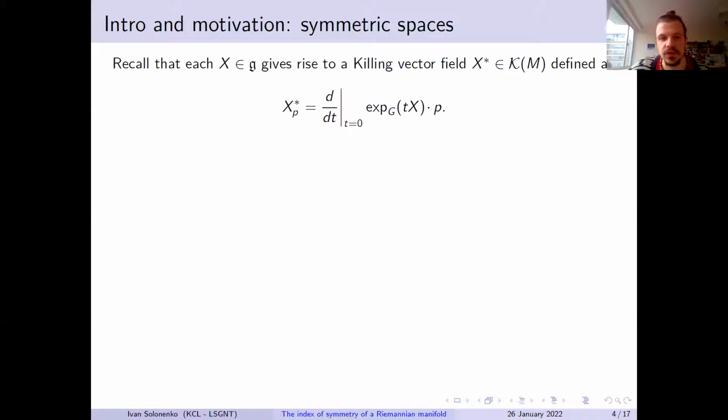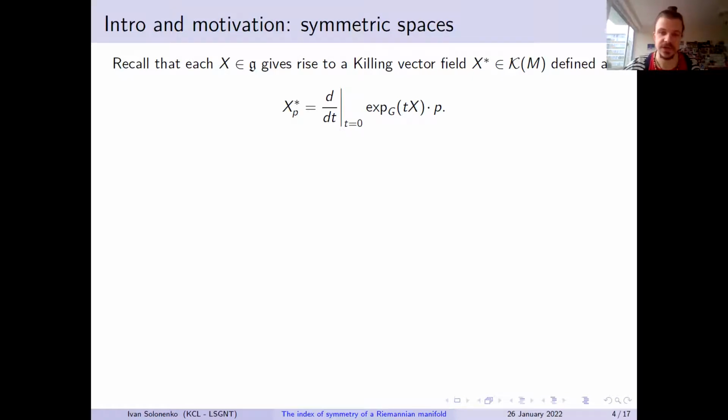Okay, so yeah, and now the main result about symmetric spaces that we'll use as a motivation for what is yet to come. So as I mentioned, the isometry algebra and the Killing algebra are the same thing. If you have a vector X in the isometry algebra, then the corresponding Killing vector field can be defined like this. Here's the definition for the point P: you define it in terms of the one-parameter subgroup of the isometry group that corresponds to X.